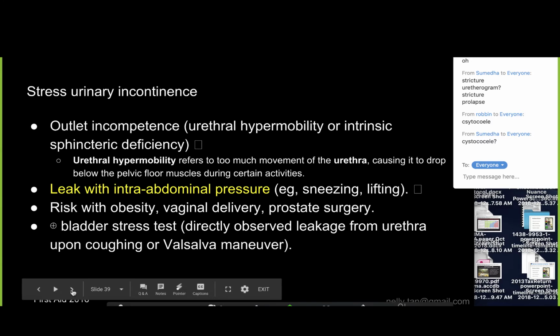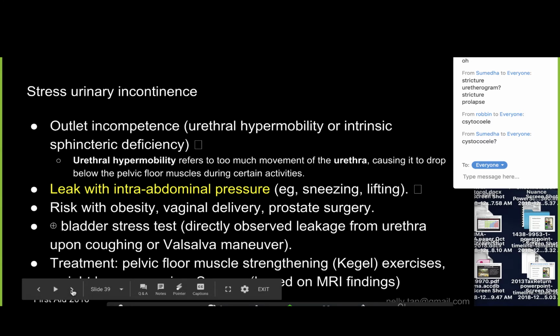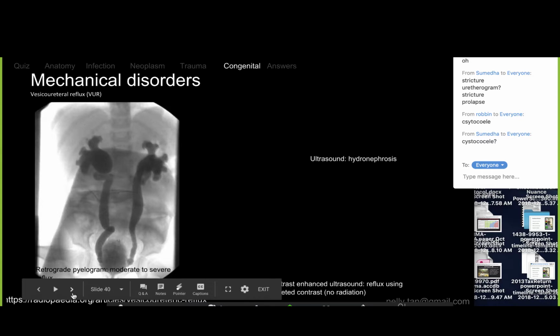And you can do a bladder stress test. Patients are commonly treated first with biofeedback and exercises, Kegel exercises, and if it's severe enough or affects their quality of life, they can get an MRI to really characterize their problems and then maybe get surgical correction.